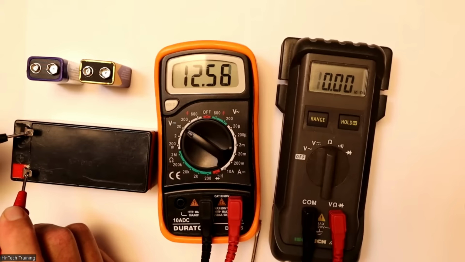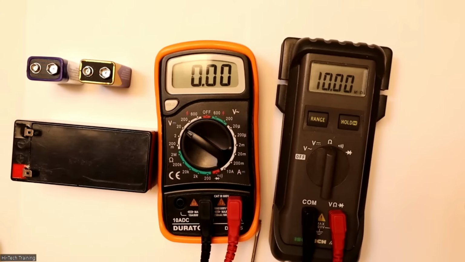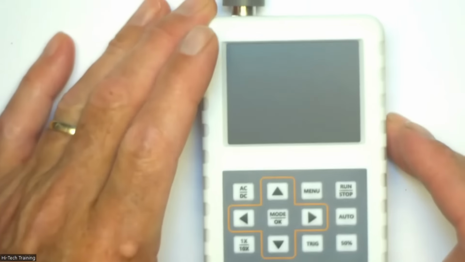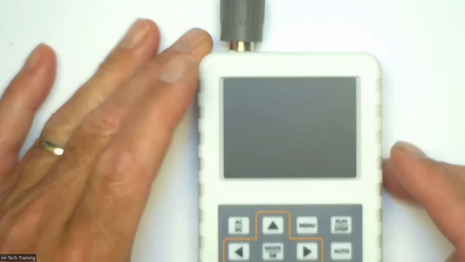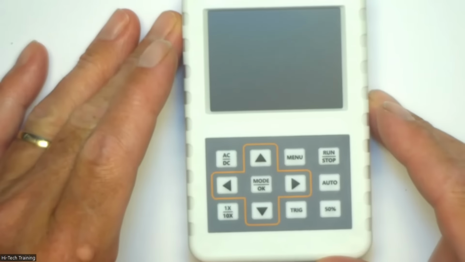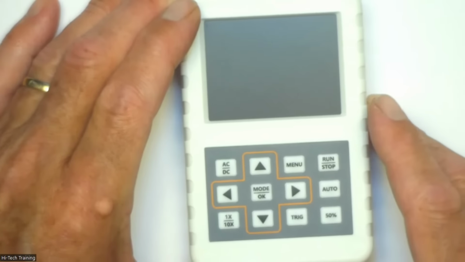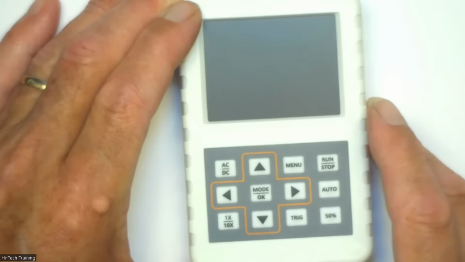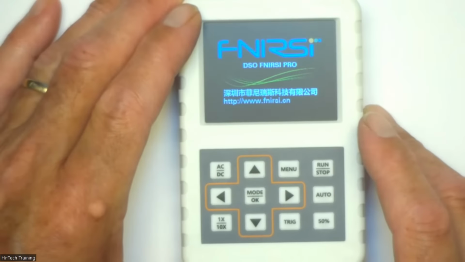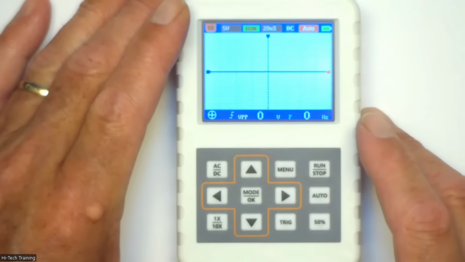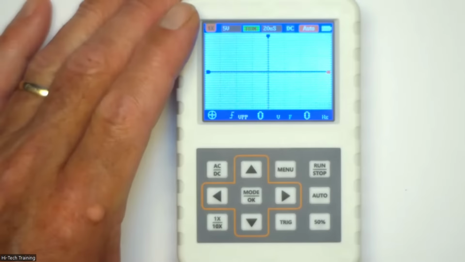If you want to, instead of using meters, you can use things called oscilloscopes. Here's a little oscilloscope here. There's different types of these. This is a little baby scope here. It's a handheld scope, and it's quite a nice scope, and you can measure AC volts, DC volts, different things on the oscilloscope there. So okay.